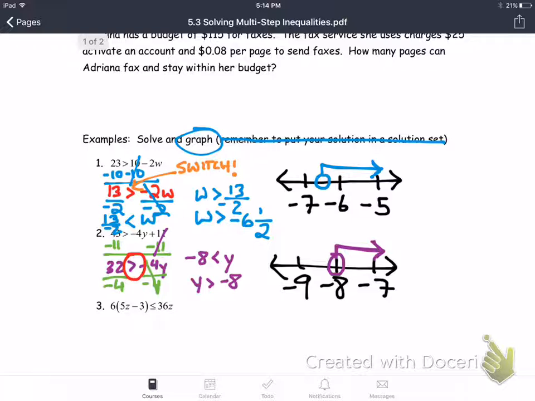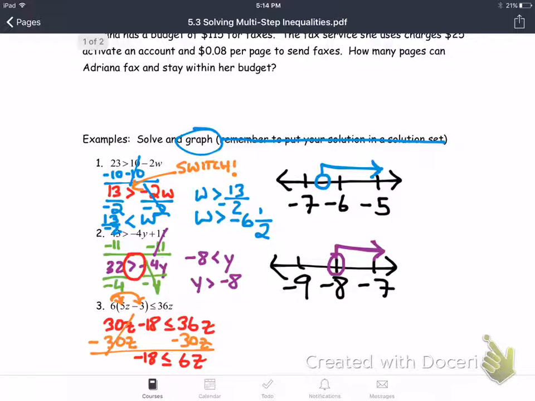Number 3, there's actually a few ways you can do this. You can divide both sides by 6 if you want, but I think most students will actually distribute. So if we distribute here, we have 30z minus 18 is less than or equal to 36z. And then since I have z's on both sides of the inequality, I'm just going to subtract 30z on both sides. And so I'm left with negative 18 is less than or equal to 6z.